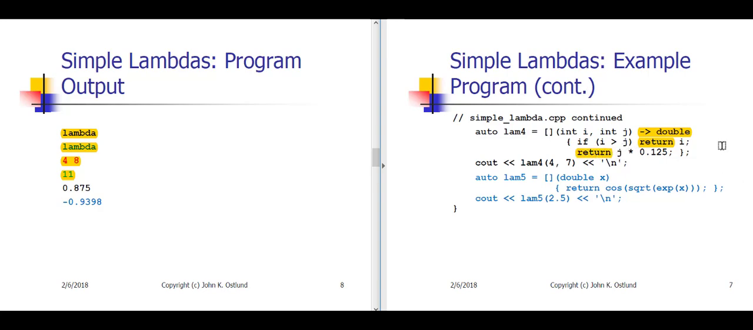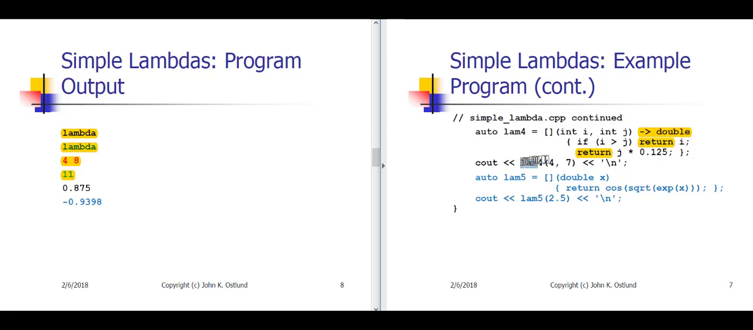In the first return, in the case where the parameter i's value is greater than the parameter j's value, I'm returning i, which is an int. But if i is not greater than j, I'm returning j times 0.125, which is a double. So here I have a situation where the compiler does not have a basis for deciding what the return type is supposed to be, and I have to tell the compiler, in order for this to work, that this lambda will be returning a double.